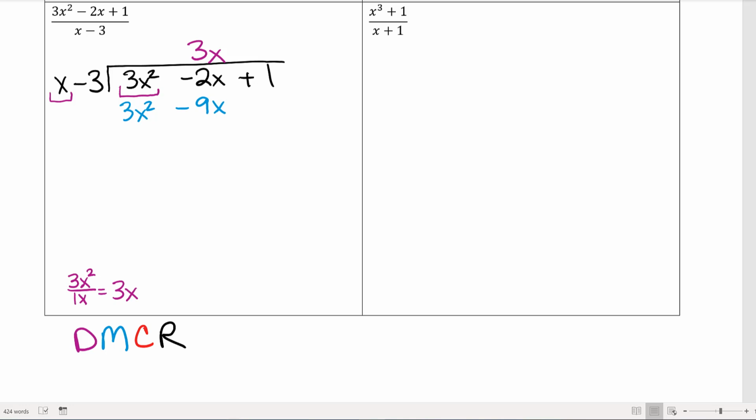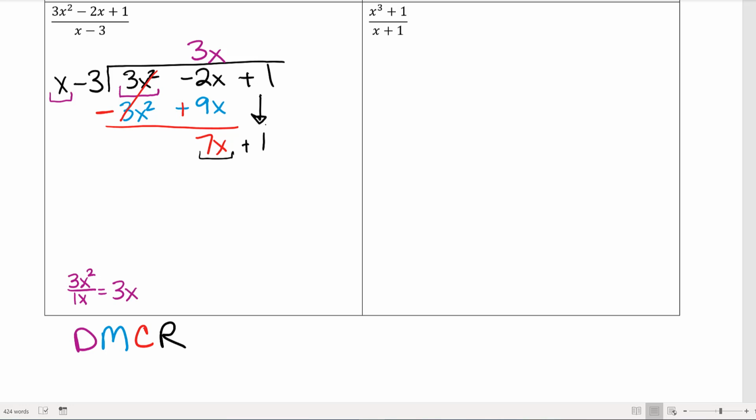The C step says change both signs. So I'm going to change my positive 3x squared to a negative and my negative 9x to a positive. The 3x squared minus 3x squared adds to 0. That's the whole point. Negative 2x plus 9x is 7x. And that was my C step. So the R step says to repeat. So I'm dropping the 1 and I'm going back to my D step, divide.